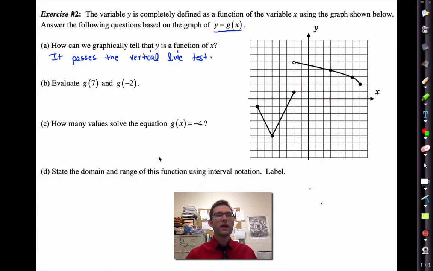All right, let's take a look at letter B. Evaluate g of 7 and g of negative 2. See if you can do this. Pause the video and do it pretty fast.